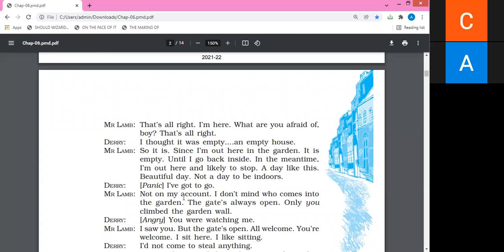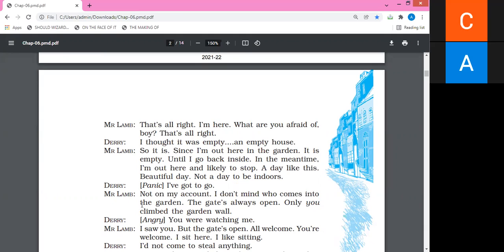I don't mind who comes into the garden, didn't mind who used to come into the garden. The gates always open. Only you climbed the garden wall.